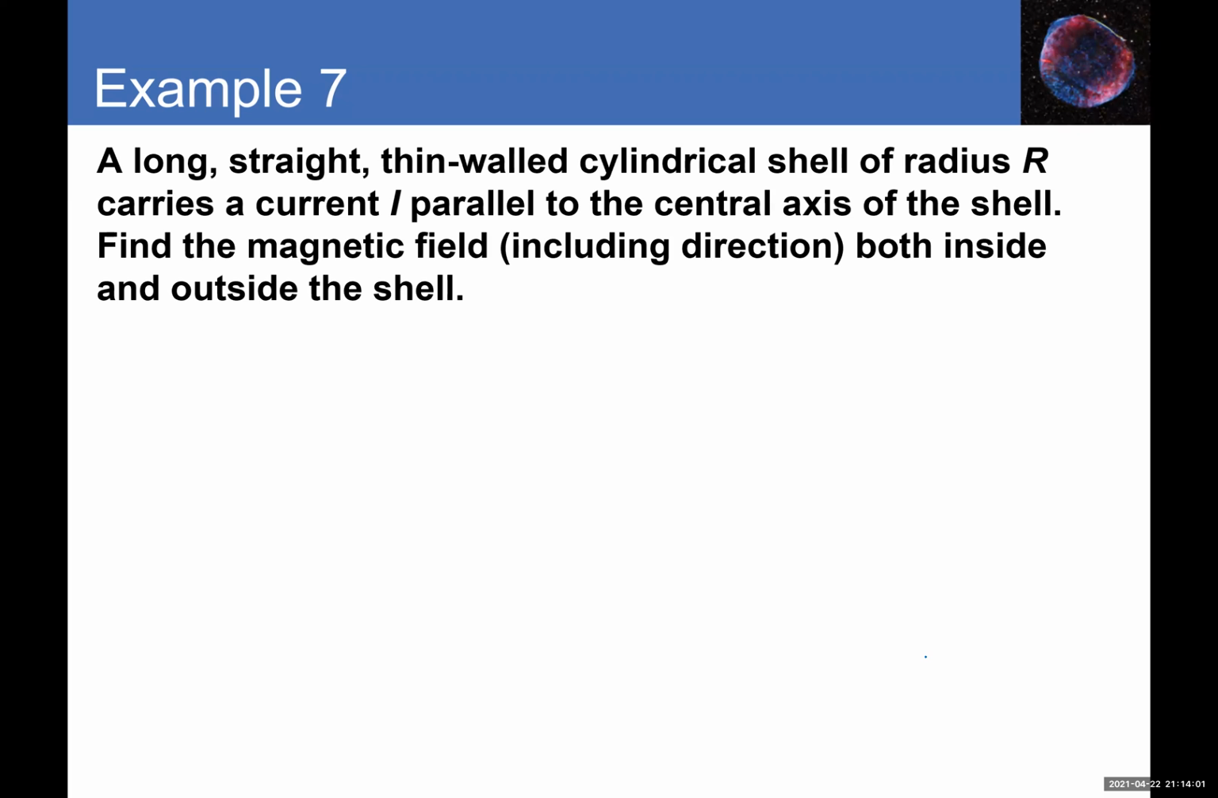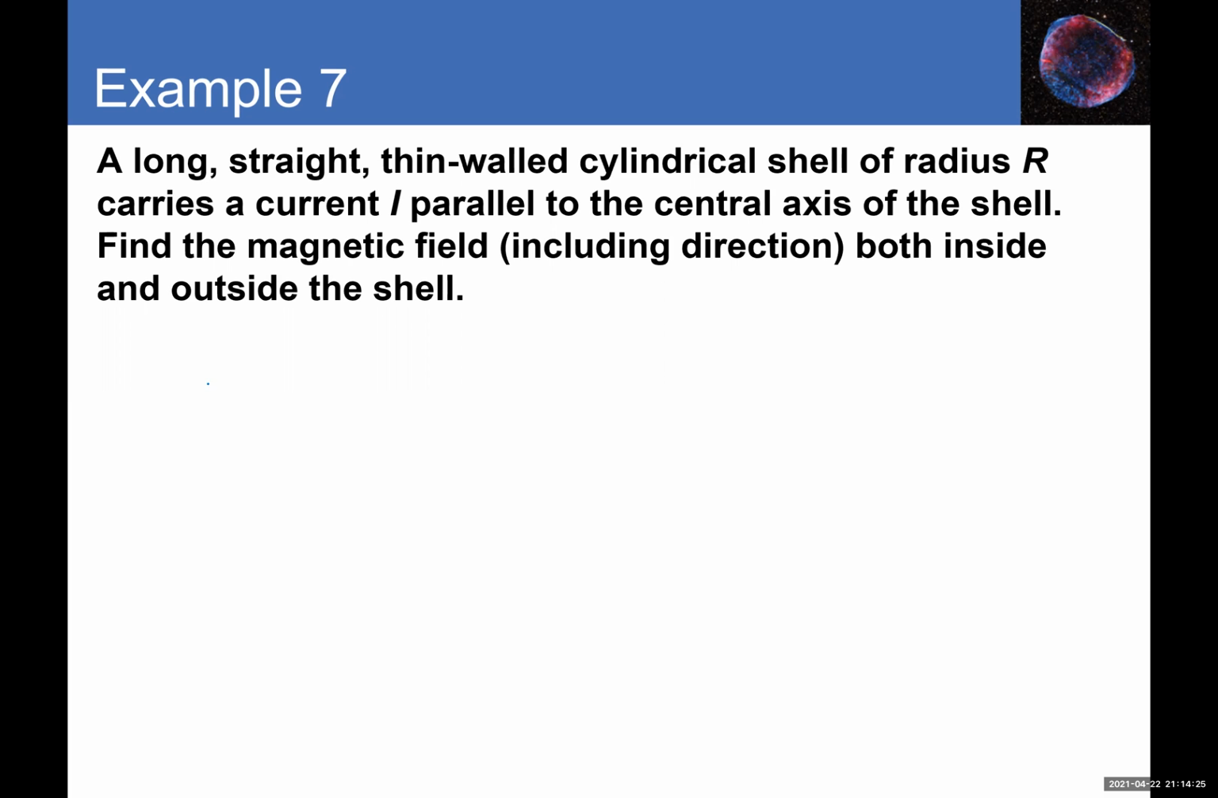Okay, different configurations. So here we have a long, straight, thin-walled cylindrical shell of radius r that carries a current I parallel to the central axis of the shell. Find the magnetic field, including direction, both inside and outside the shell. All right, so again, it's a straight, thin-walled cylindrical shell.